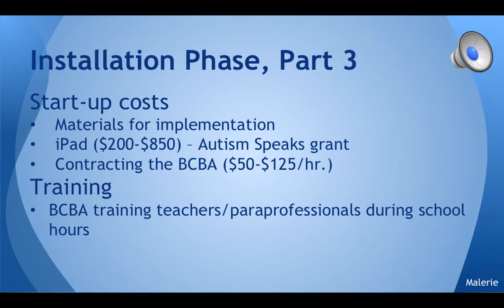The last part of the installation phase includes startup costs, necessary training, and parent and community involvement. The major costs associated with implementing FCT are of the previously mentioned materials for implementation and of contracting the BCBA, which is around $50 to $125 an hour. If using an iPad or tablet as a reinforcer, this will likely incur the largest material cost, ranging anywhere from $200 to $850. In the event that a client doesn't already own one or can't afford one, organizations such as Autism Speaks provide grants to help families purchase an iPad.